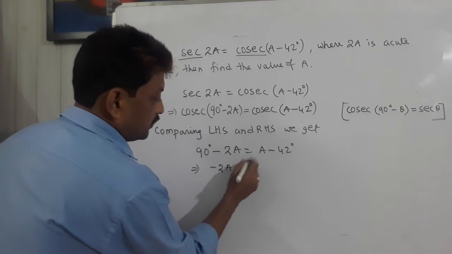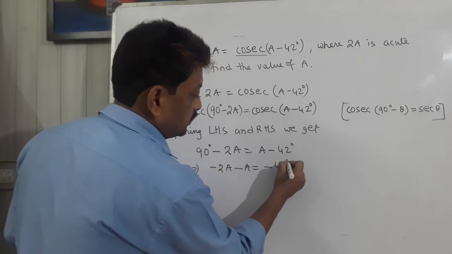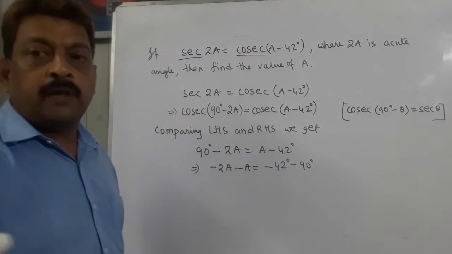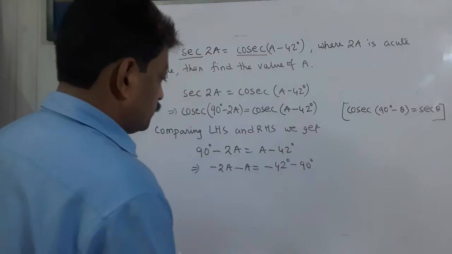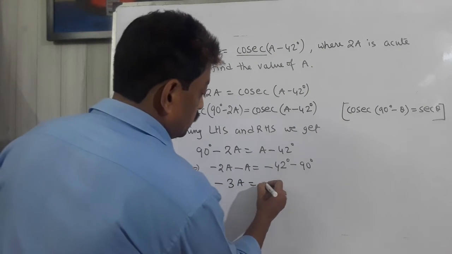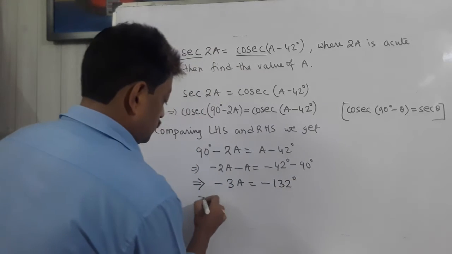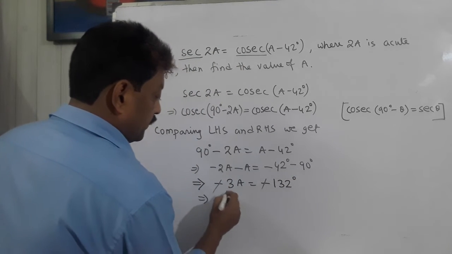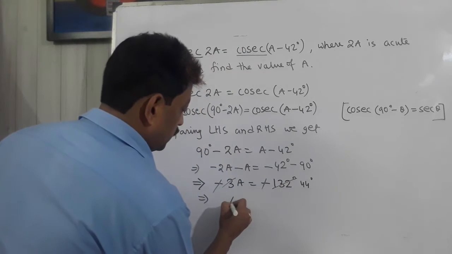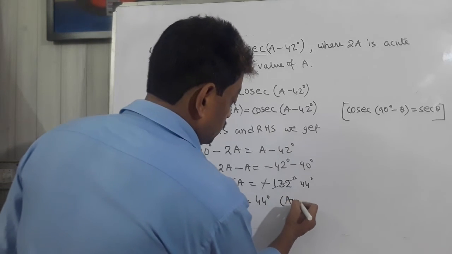Minus 2a, this a will come to this side, it will become minus a, equals minus 42 degrees. This 90 degrees will go to the right hand side, and will become minus 90 degrees. So here it is minus 3a equals minus 132 degrees. Minus minus cancelled. 3 into 44 is 132. Therefore a is equal to 44 degrees. Okay, so this is the answer.